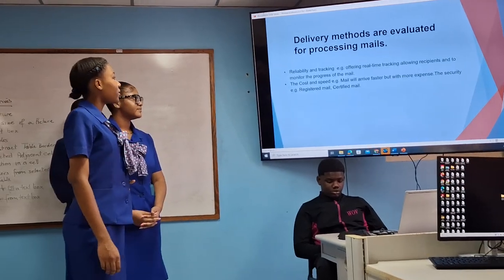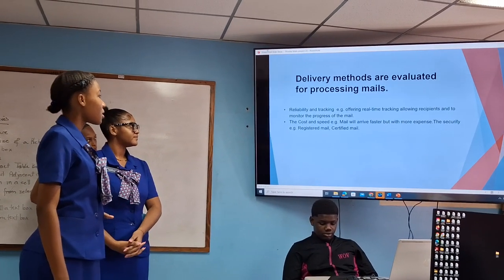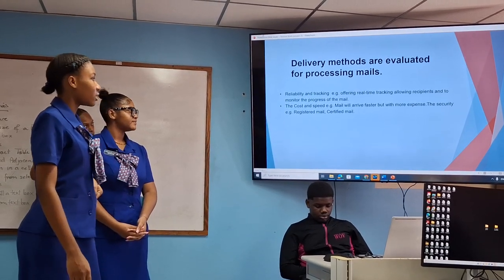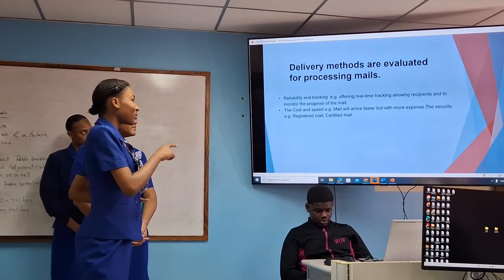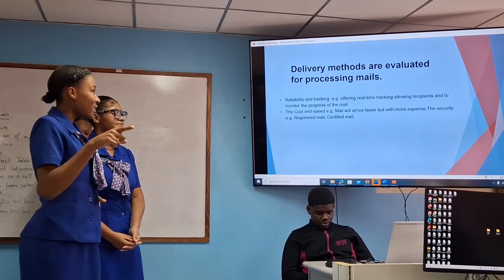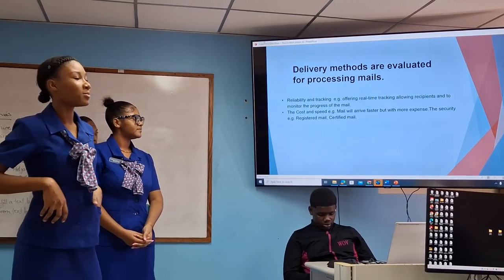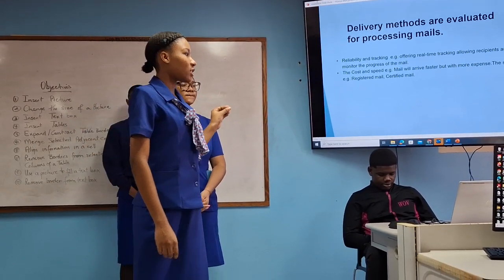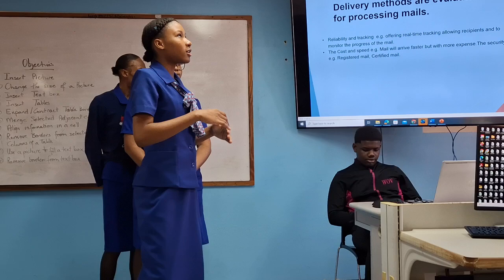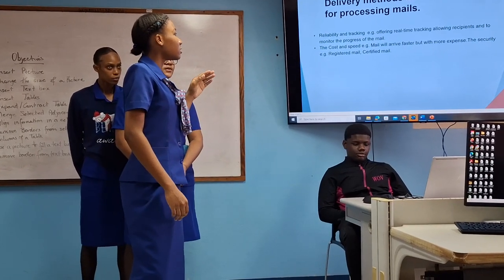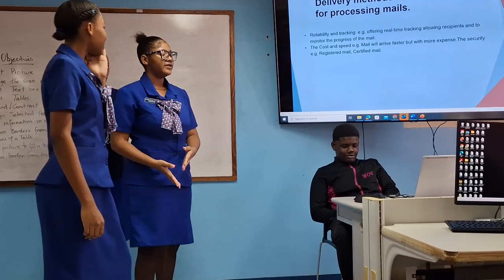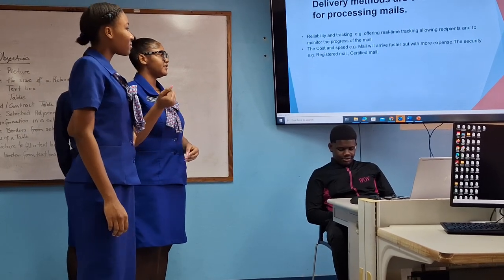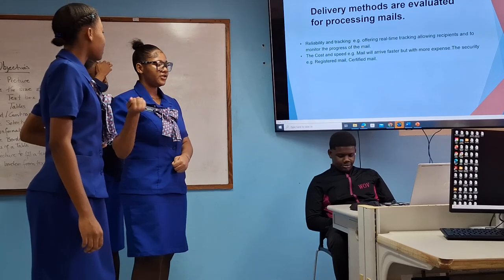Delivery methods are evaluated for processing mails. Reliability and tracking. Alright, so with reliability and tracking, it gives the recipient that is receiving the package a way to track it. You can get tracking numbers, yes, to see where the package is, and this is basically a secured way.